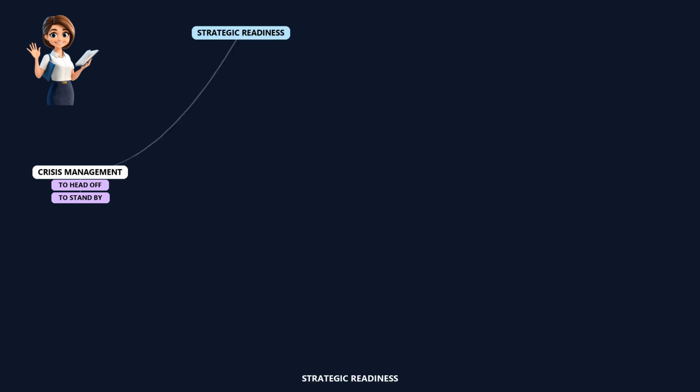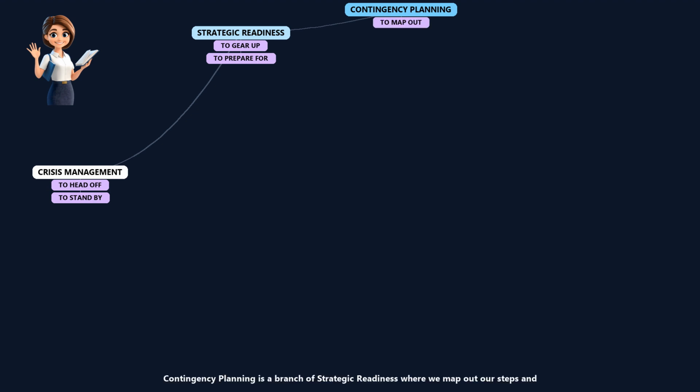Strategic readiness. As a core pillar of crisis management, strategic readiness requires us to gear up and prepare for any potential threats. In simple terms, we are getting our tools and plans ready before anything goes wrong. Contingency planning. Contingency planning is a branch of strategic readiness where we map out our steps and think through every possible obstacle. This means creating a detailed Plan B so we are never surprised.